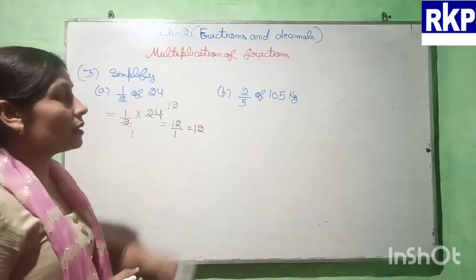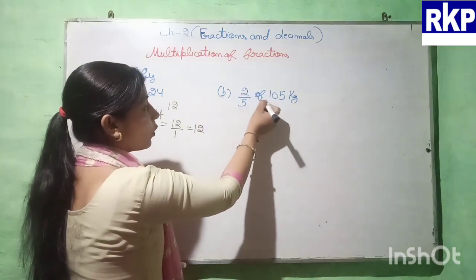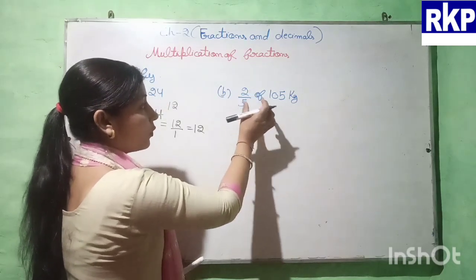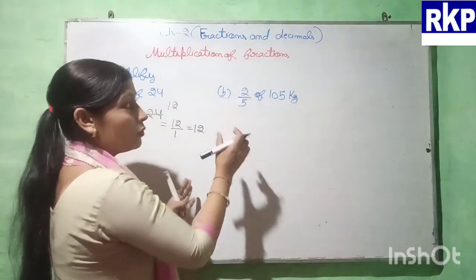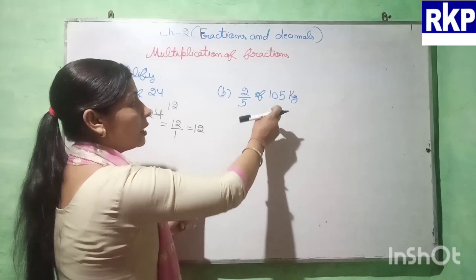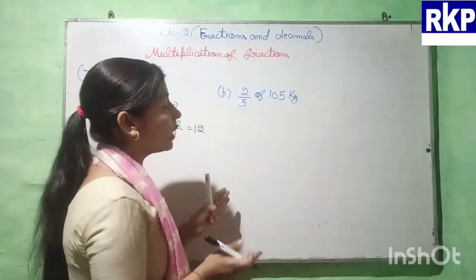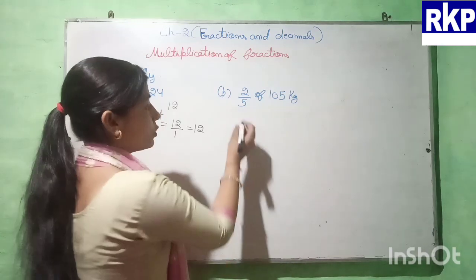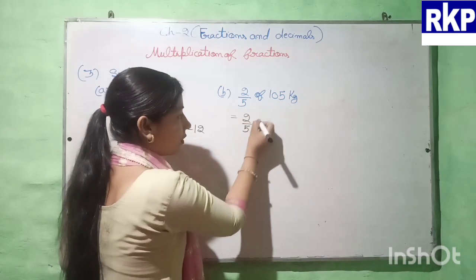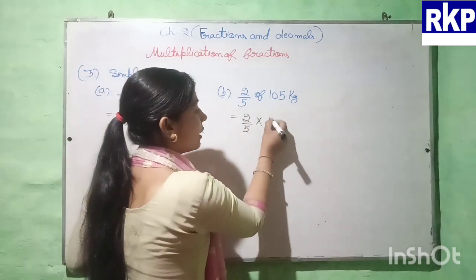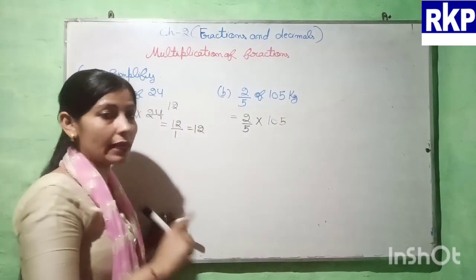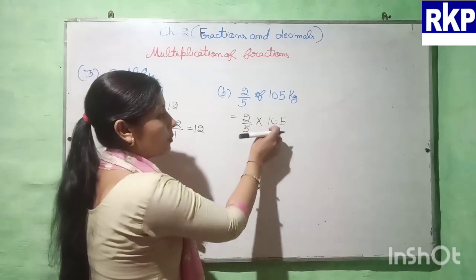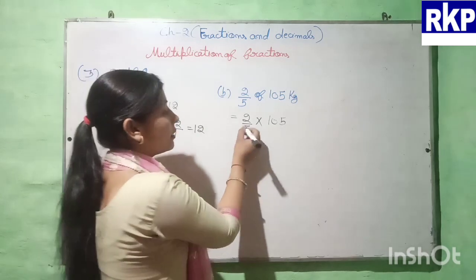Okay. Now let us see this. Here we have to find 2 by 5 of 105 kilogram. So what will be 2 by 5 of 105 kilograms? We have to find what the 2 by 5 part of 105 kilograms will be, beta. Okay. So here also we will write 2 by 5, then the sign of multiplication, then 105. Now first let us see if there is any common factor of numerator and denominator. Yes, here both are having the same common factor and that is 5.